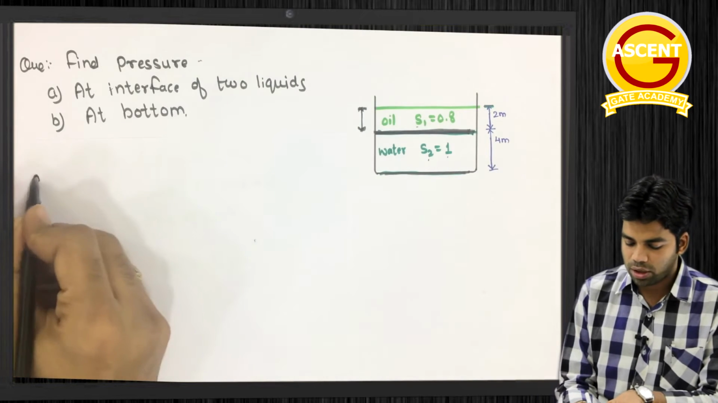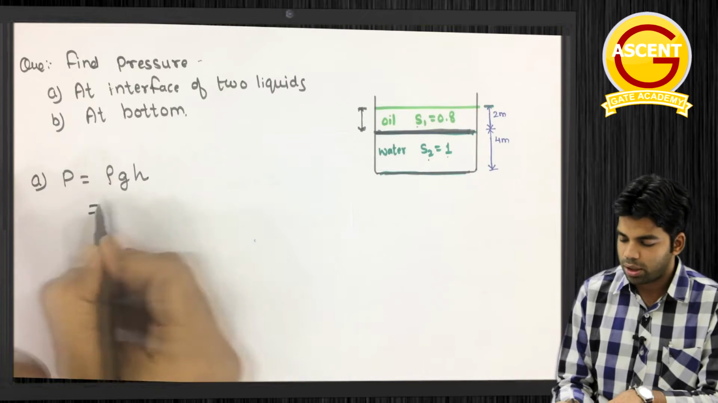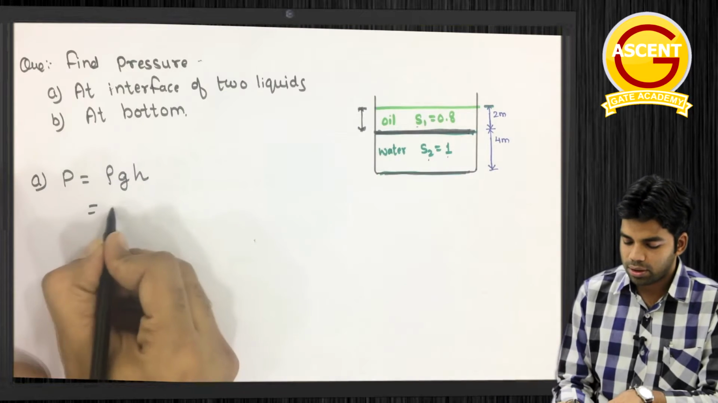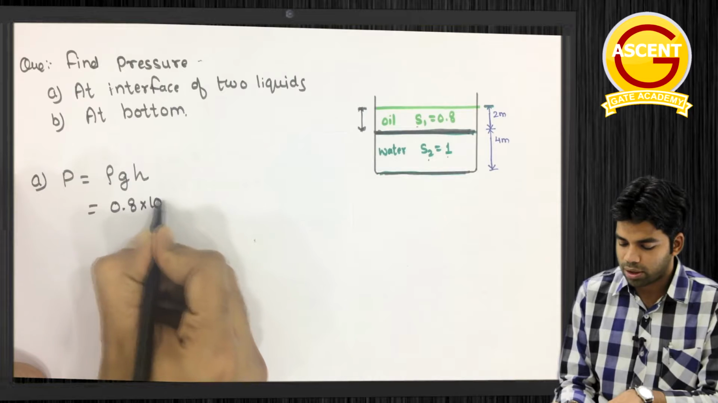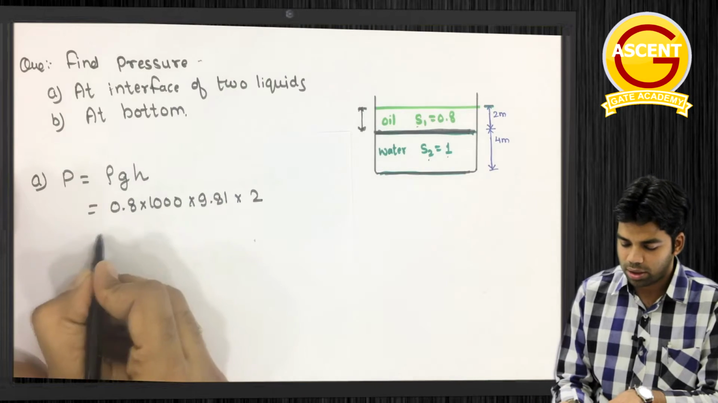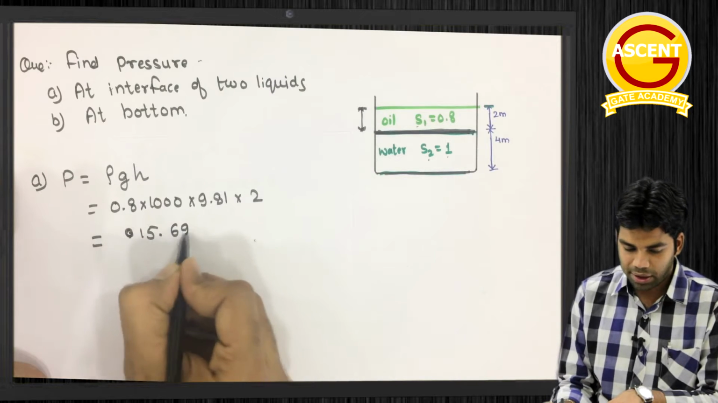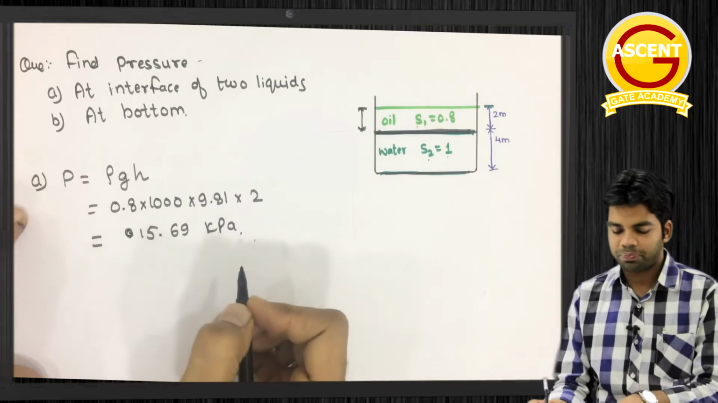Okay, so if I want to determine the pressure at this point, P is equal to what? Rho g h. Rho we can determine, S1 is given, so rho is equal to 0.8 into 1000, as I have told you, into 9.81 into height, which is 2 meters. So this pressure from here will be equal to 15.69 kilopascal. Answer first thing.